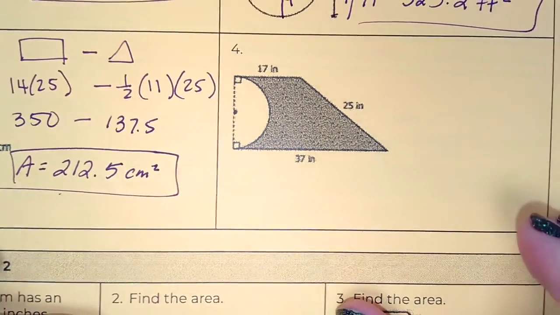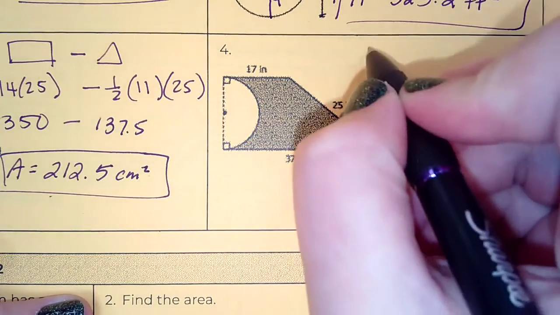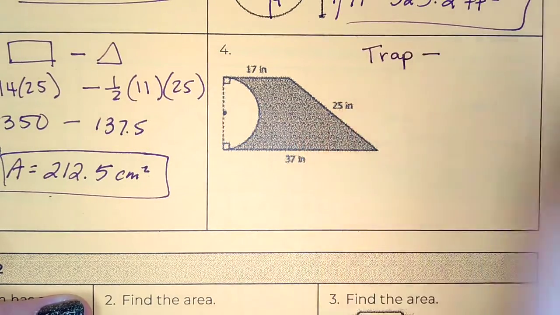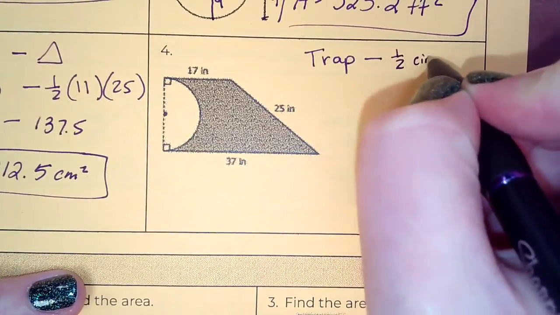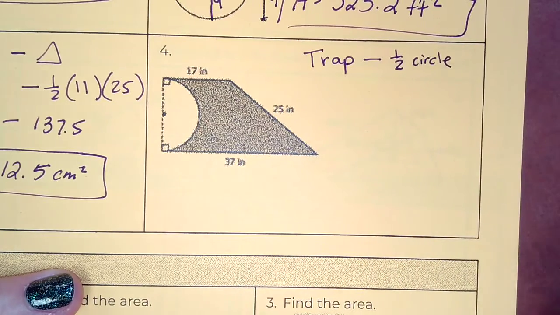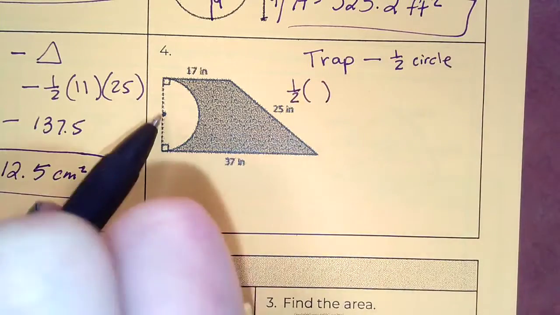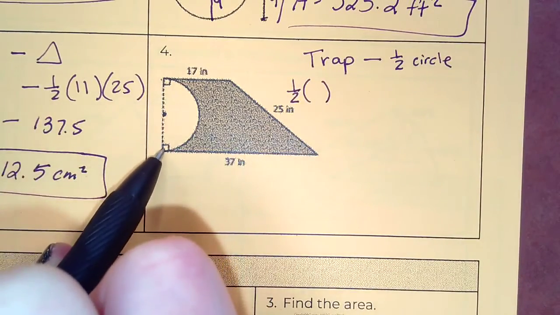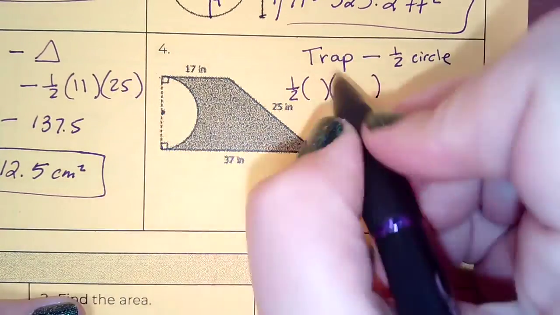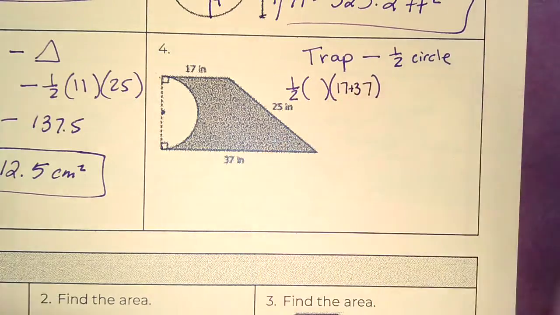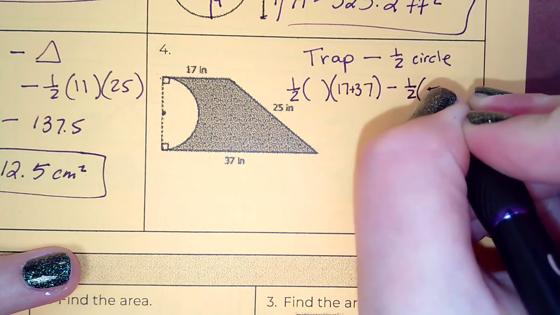Number 4. So what is this whole shape? It is a trapezoid. We're taking out the non-shaded region, which is a half a circle. So the trapezoid is 1/2 height. So I need to find this distance times your bases. So your bases are your parallel sides. So 17 plus 37. Minus the circle would be 1/2 pi r squared.